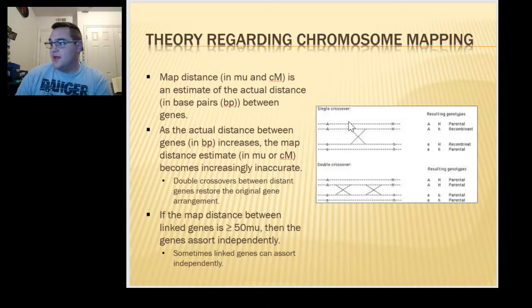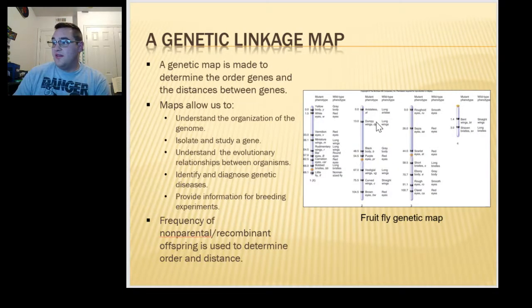And so this is a little show here showing that you can have multiple genes within 50 base pairs apart. As you can see, this is a genetic map made in order of distance between genes. It allows us to understand the organization of the genome, isolate a specific gene and study it, understand the evolution between organisms, identify and diagnose genetic diseases, and provide information from breeding experiments. The frequency of non-parental and recombinant offspring is used to determine order and distance. So this is what we did in the previous problem.